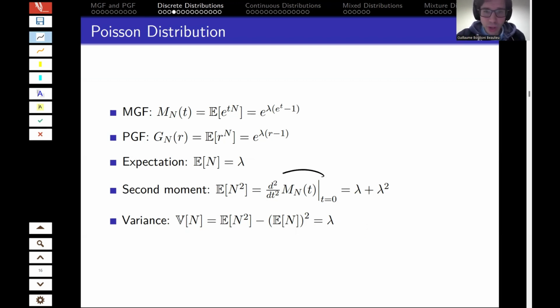If you want some practice, maybe you have some spare time, you can entertain yourself by doing this. I haven't included any details here, but if you differentiate the MGF twice and evaluate it at t equals 0, this will give you the second moment of N, the Poisson here, and you will get to this expression. Then, using this, you take the second moment minus the first moment squared, and you get the variance, which is just lambda.